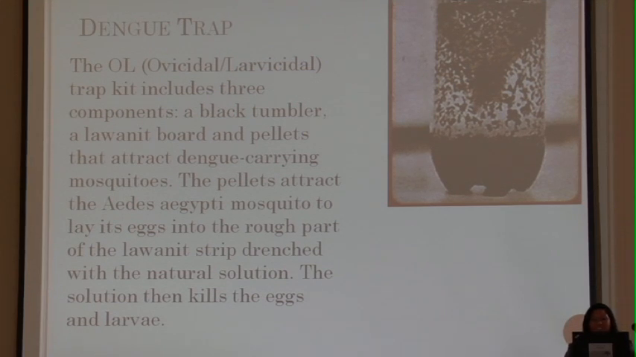Another way of preventing dengue is through dengue traps. When we went to the Philippines, we actually saw how they made these kinds of dengue traps. These traps include a black tumbler, a lanolin board, and pellets that attract dengue-carrying mosquitoes. The pellets attract the Aedes aegypti mosquito to lay its eggs into the rough part of the element strip, drenched with a natural solution, and the solution kills the eggs and the larvae.